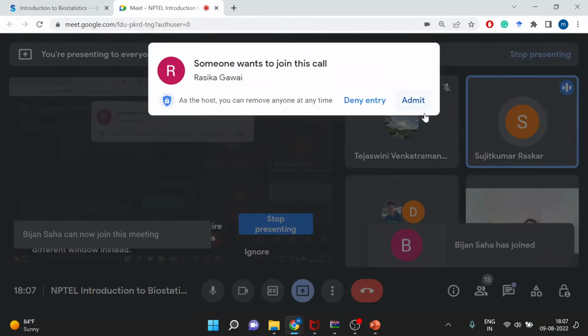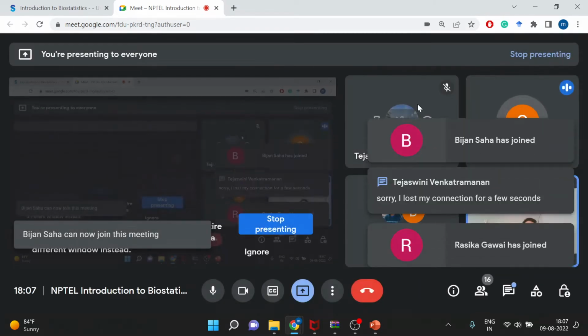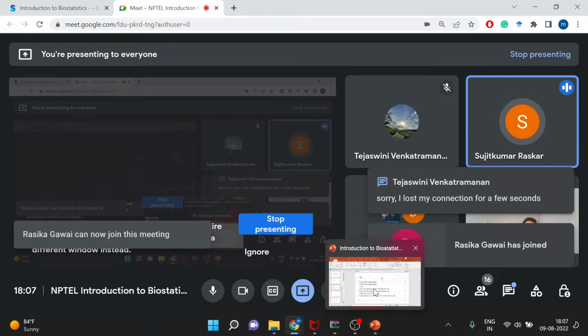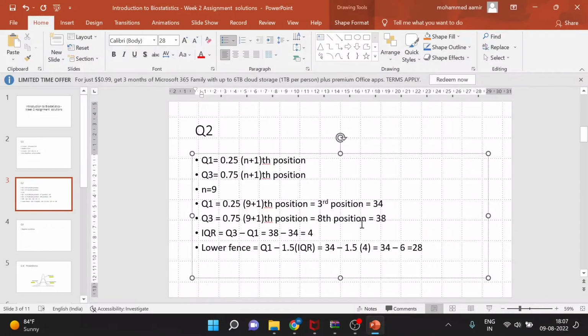Each quartile contains what? Each quartile contains 25% of the population. So between the first and third quartile, that is 50% of observations will be between Q1 and Q3.